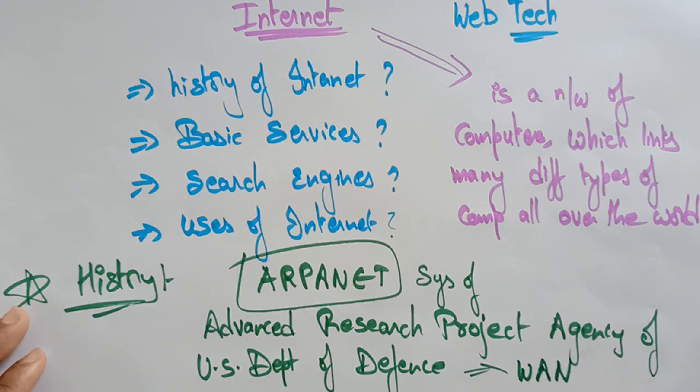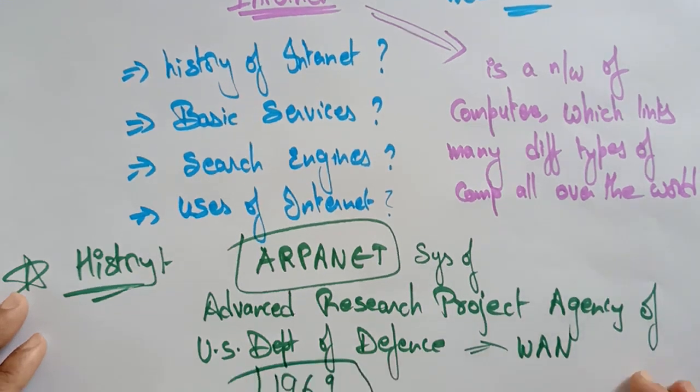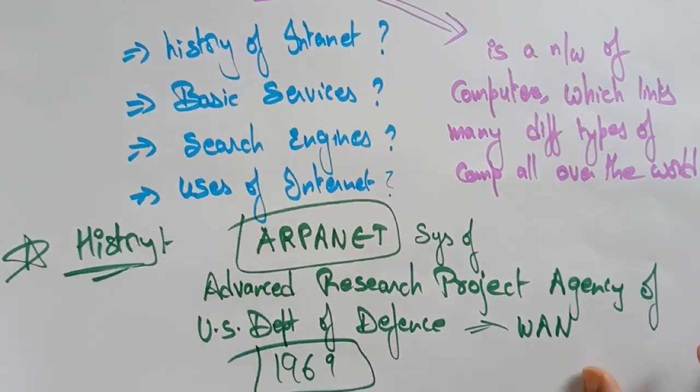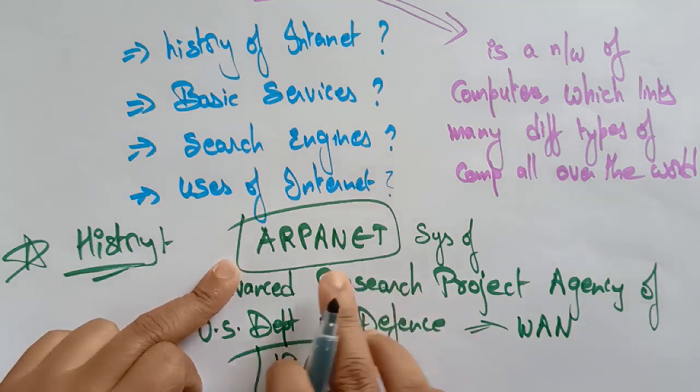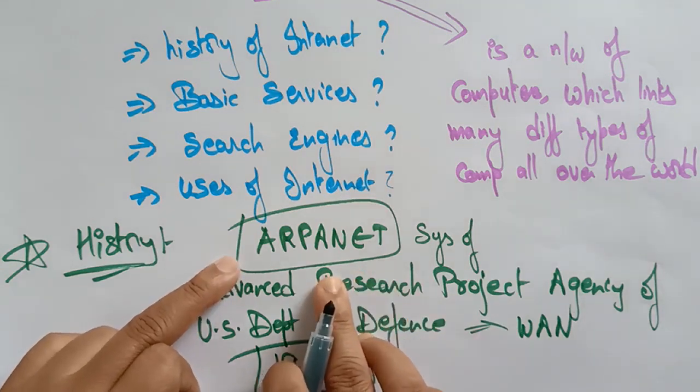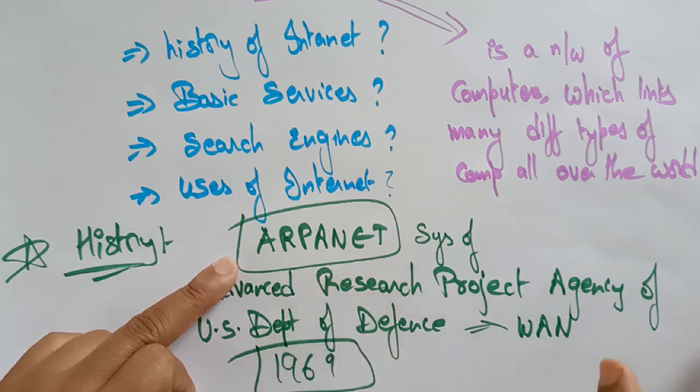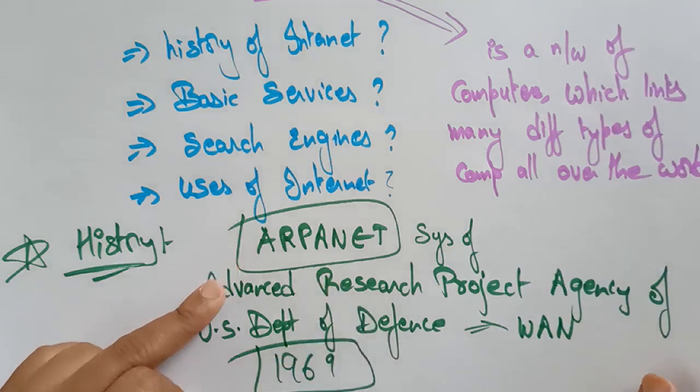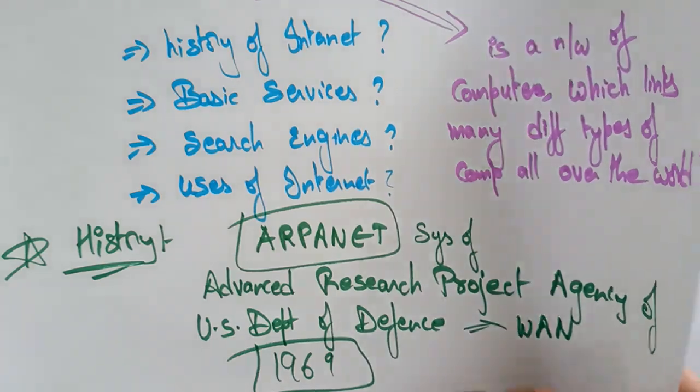It was the first WAN and had only 4 sites in 1969. So they started this project in 1969. Remember this: the roots of the internet started from the ARPANET. ARPANET is the Advanced Research Project Agency of the US Department of Defense. They started this in 1969.